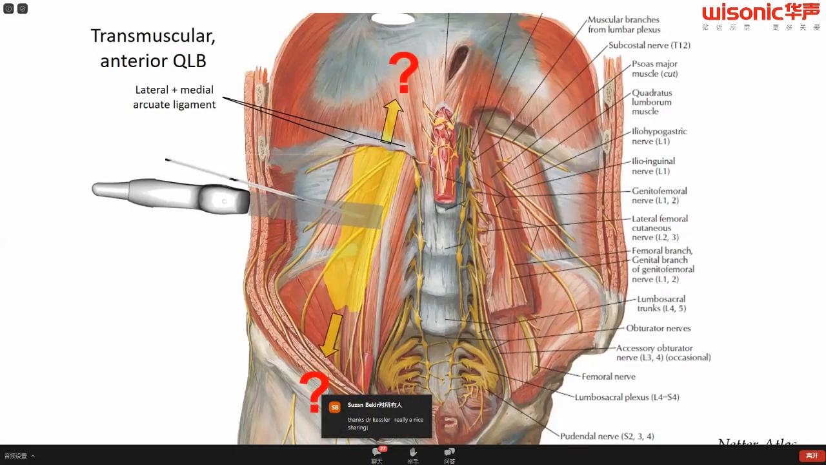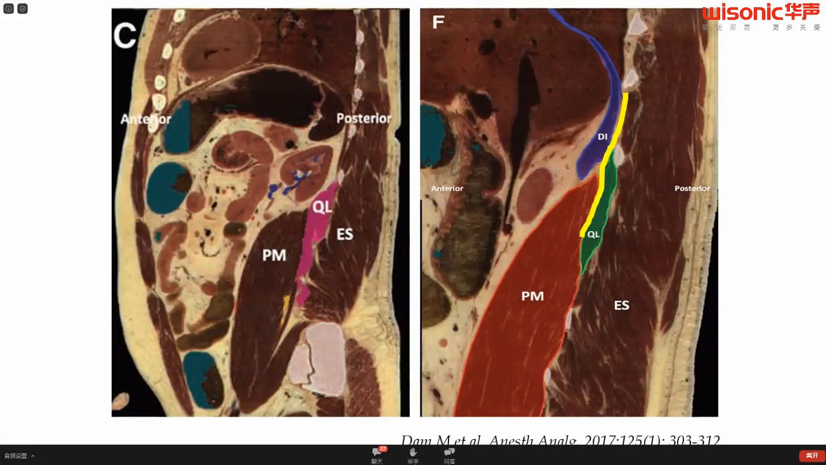Performing a transmuscular anterior quadratus lumborum block means that we inject local anesthetic between the quadratus lumborum and the psoas muscle, and we expect that the local anesthetic will not stay in the lumbar area, but will also flow into the lower thoracic area via the lateral and medial arcuate ligaments. In this sagittal image of a cadaver, the yellow line represents the flow of the dye, and you can see that the dye is entering the lower thoracic area. The diaphragm is represented in blue, and behind the diaphragm you can see the local anesthetic.